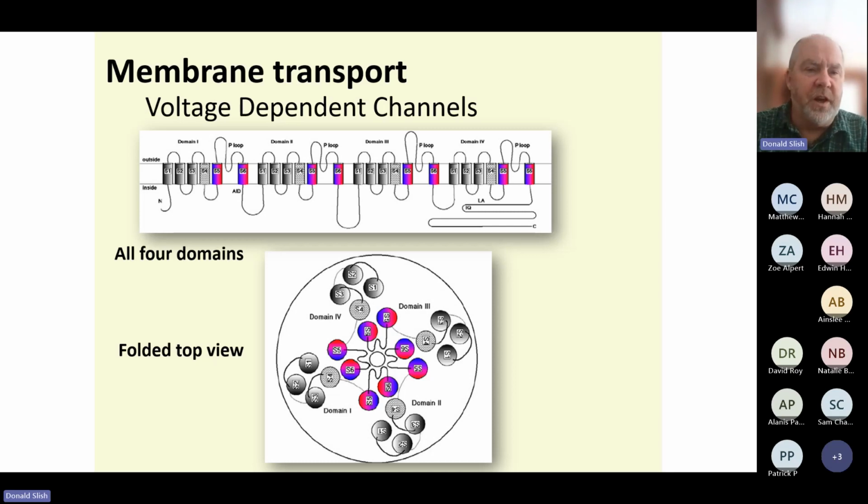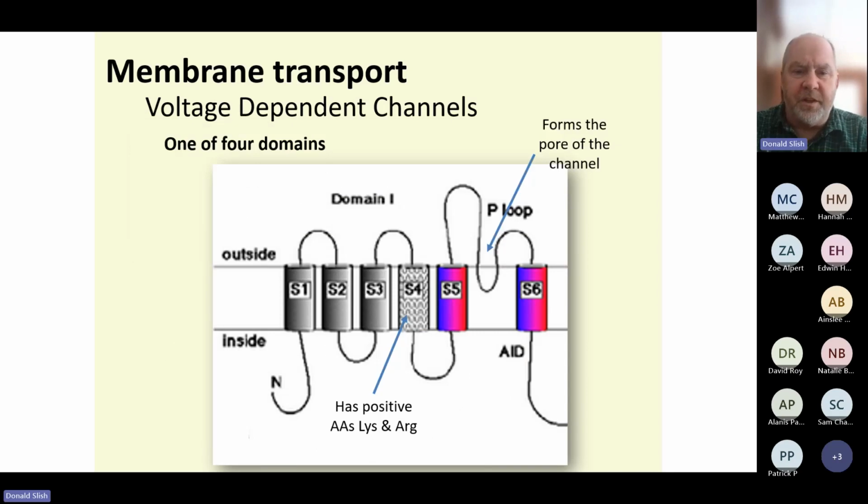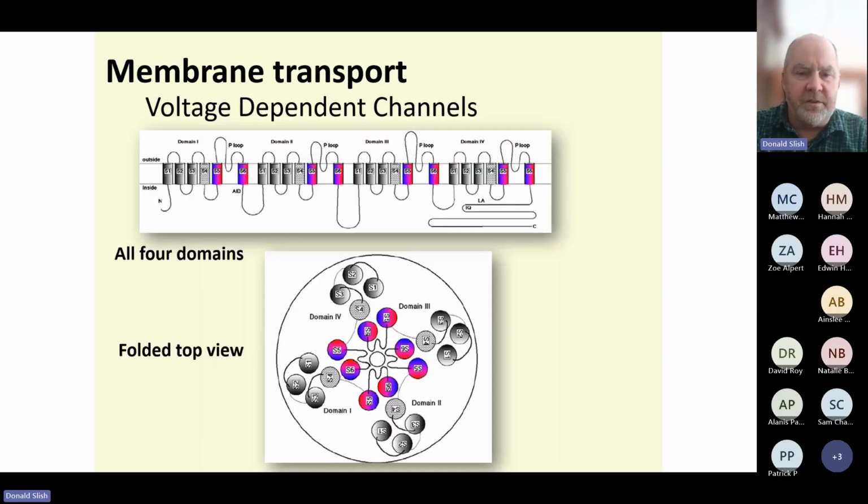What's important here is your S4, which is the voltage sensor. It's got a positive charge every third amino acid. And this P loop here, which is going to form a channel in the center. So you can see the P loop of each of the different subunits or domains coming together.